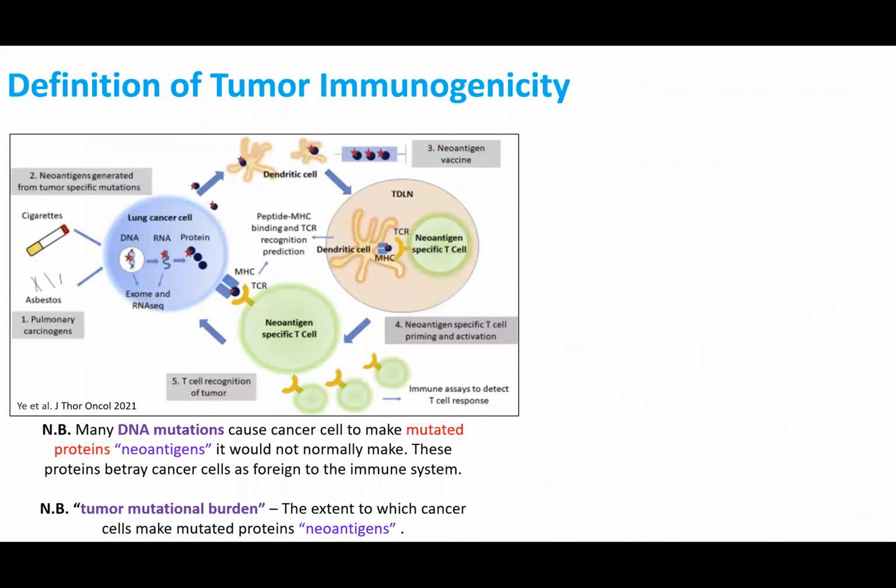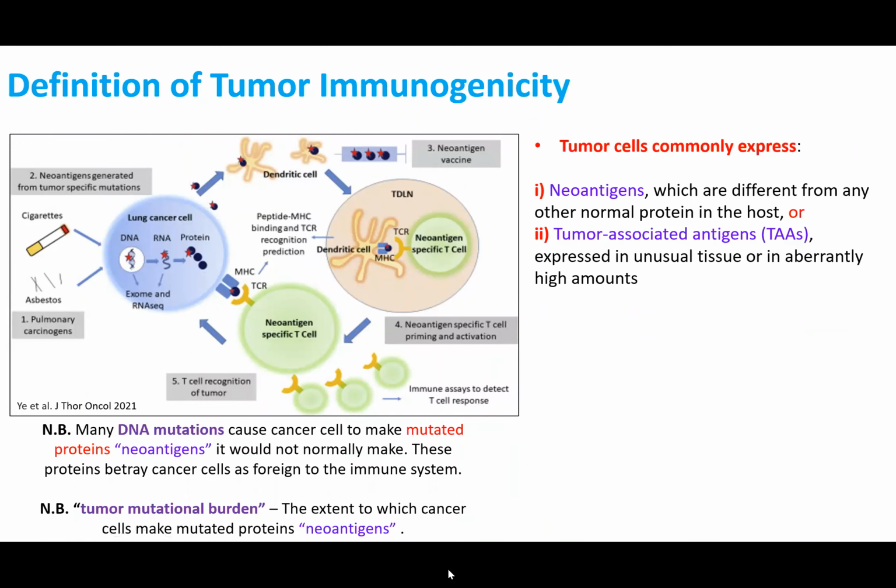So what is the definition of tumor immunogenicity? Here, many DNA mutations cause the cancer cell to make mutated proteins, or what we call neoantigens. And the extent to which cancer cells make the mutated proteins or neoantigens is called tumor mutational burden.